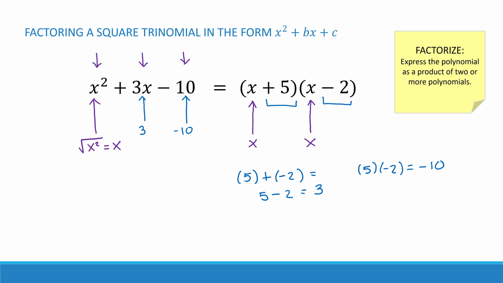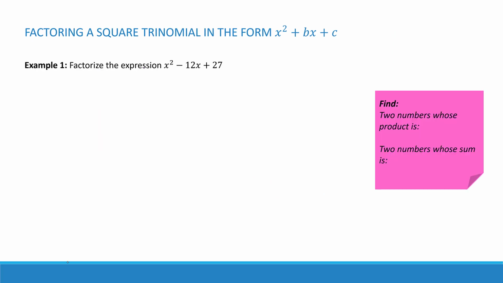Let's apply this to our first example. In our first example, we want to factorize the expression x squared minus 12x plus 27. Since we are factorizing, we know that we need to open two parentheses because our solution to our factorization will be the product of two binomials. We know that the first term will be the square root of the first term in our trinomial. In this case, it's the square root of x squared. The answer is x. So the first number that goes in our parentheses is x.